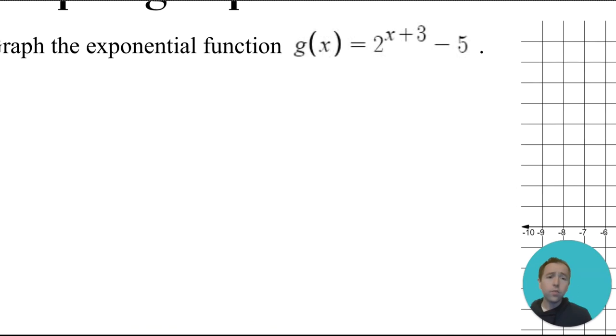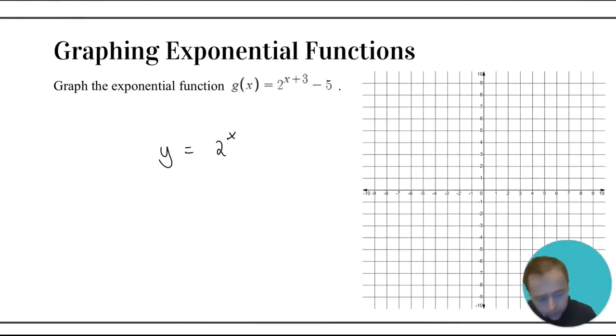So this graph is really just going to shift to the left 3 and then down 5. So I think the easiest way to go about this is to sketch out what 2 to the x looks like, which would just be, 2 to the first is 2, and 2 squared is 4, and 2 to the third is 8. 2 to the 0 is 1, and then we know it's 1/2 and 1/4 and whatnot, right?